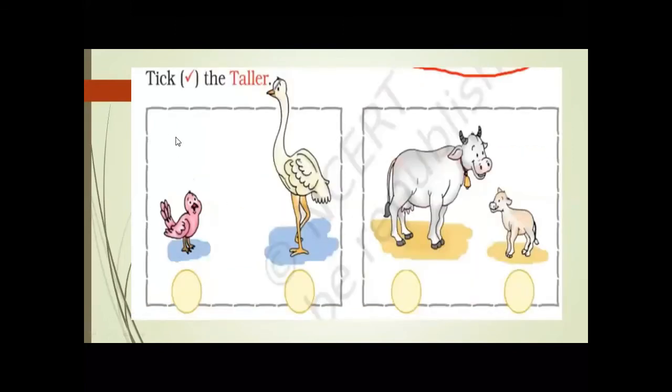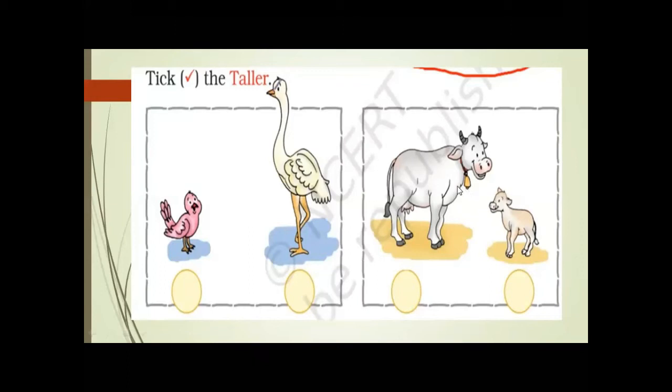Now let's see another example. Take the taller one. Again, we compare two objects here, two birds, the first bird and an ostrich. So which one is taller? It is small, so it's not the taller. So its height is so high, so it is called the taller one. So you have to mark on this option.